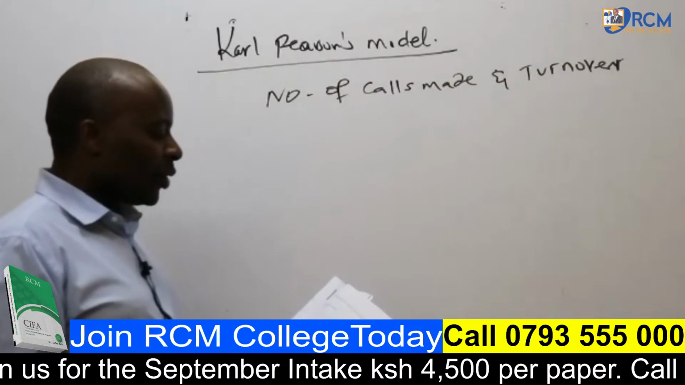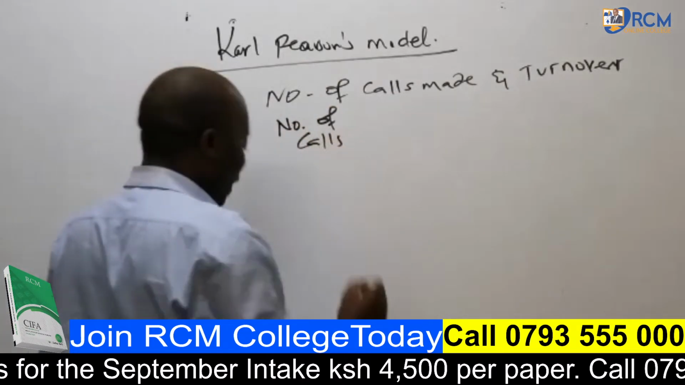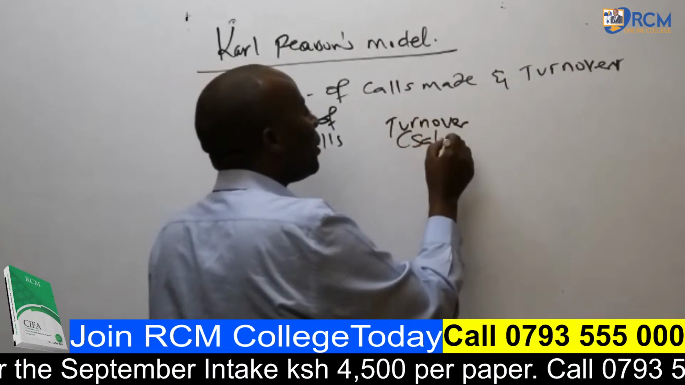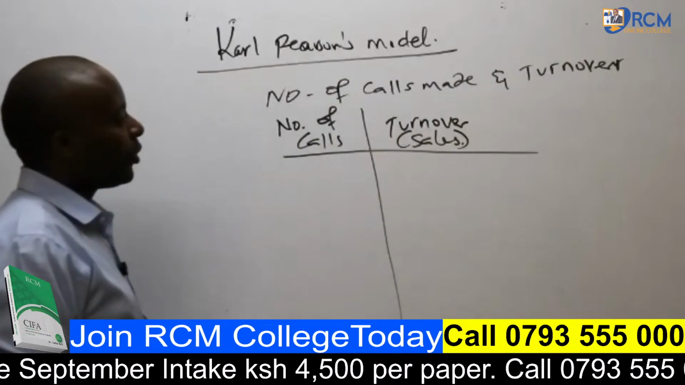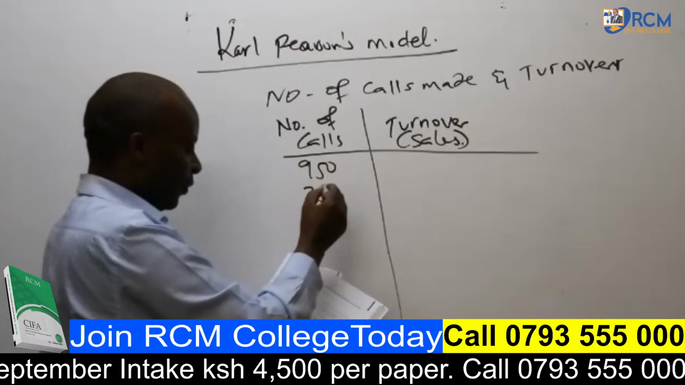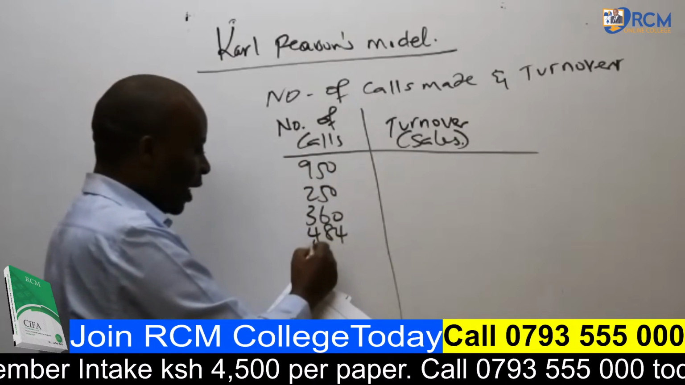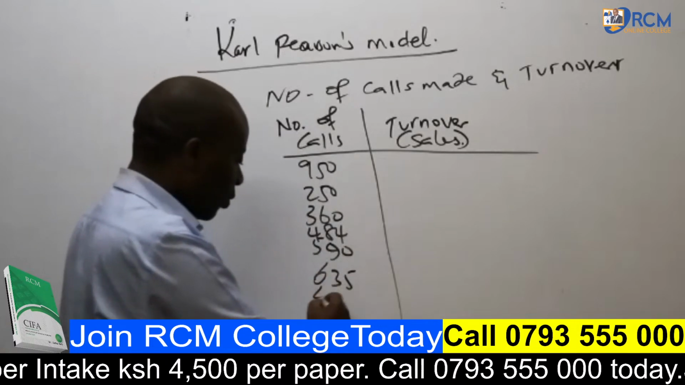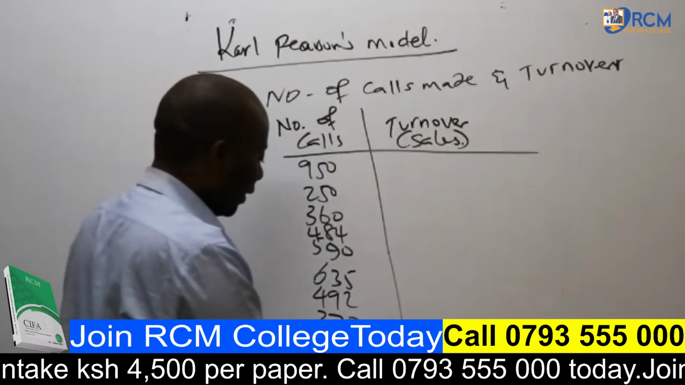Then they have gone ahead, ladies and gentlemen, to give me the number of calls, and then they have given me here turnover. Please remember that turnover is the same as sales. So here they have given me 950. Here they have given me 250. Here we have 360. Here we have 484. Here we have got 590. Here we have got 635. Here we have got 492. Here we have got 370, and then 415.